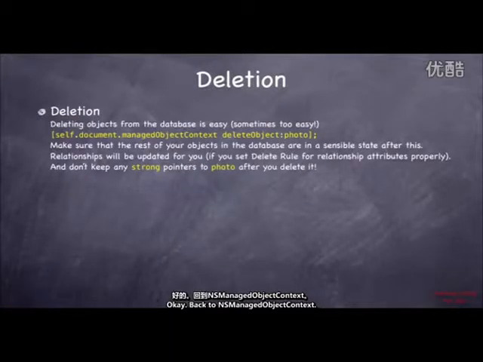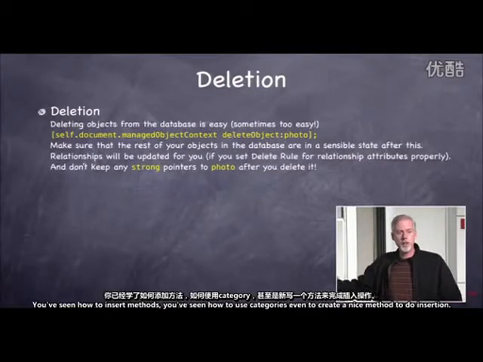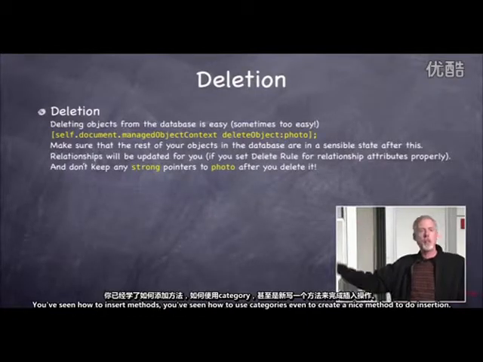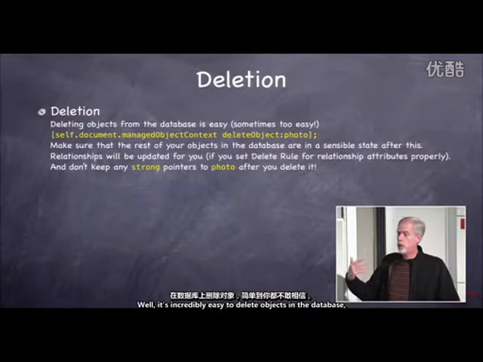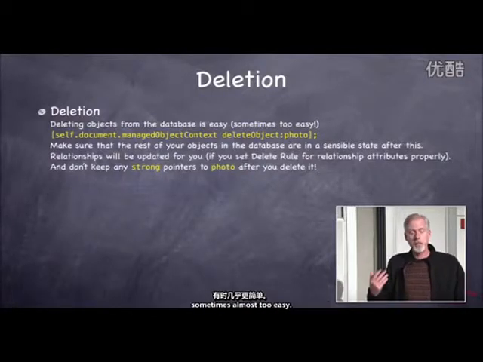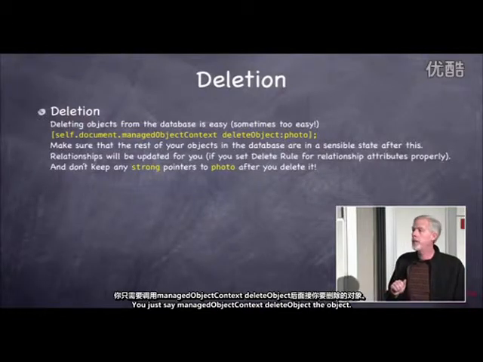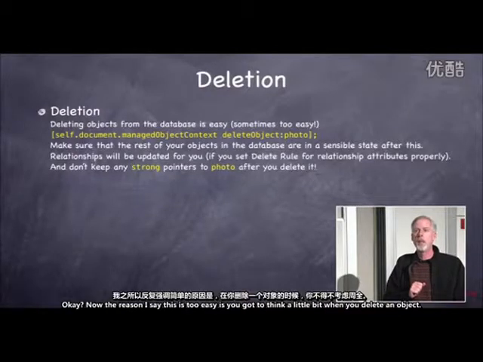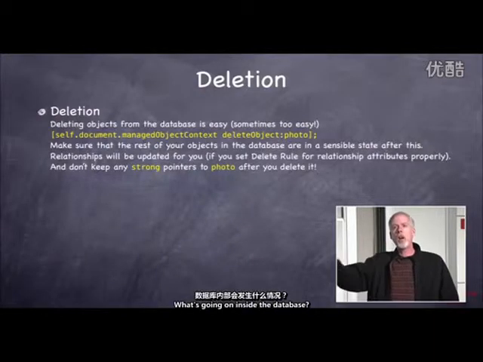Okay, back to NSManagedObjectContext. What can you do? You've seen how to insert objects. You've seen how to use categories even to create a nice method to do insertion. What about deletion? Well, it's incredibly easy to delete objects in the database, sometimes almost too easy. You just say managedObjectContext deleteObject: the object. Now, the reason I say this is too easy is you've got to think a little bit when you delete an object, what are the ramifications? What's going on inside the database?